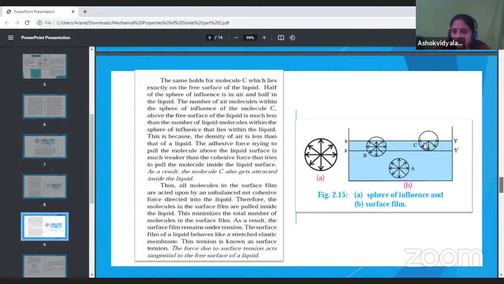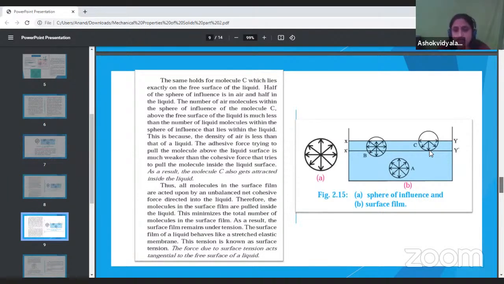दोन्ही फोर्स, cohesive force and adhesive force, दोन्ही फोर्स C molecule वर act होतात, but that adhesive force trying to pull the molecule above the liquid surface is much weaker, कमी आहे तो, than the cohesive force that tries to pull the molecule inside the liquid. And therefore the molecule C also gets attracted inside the liquid.